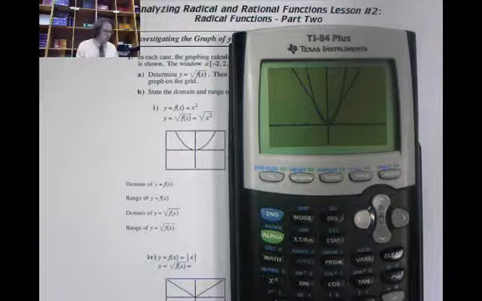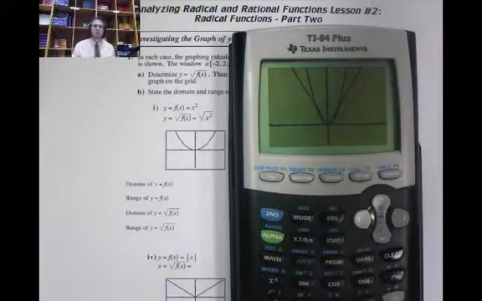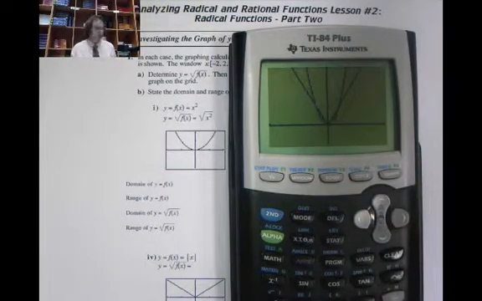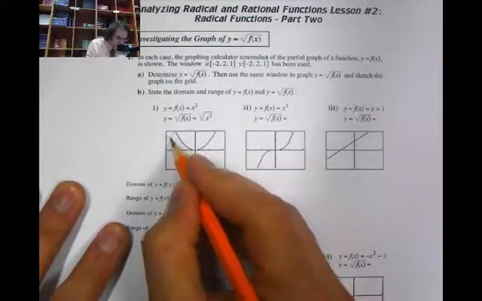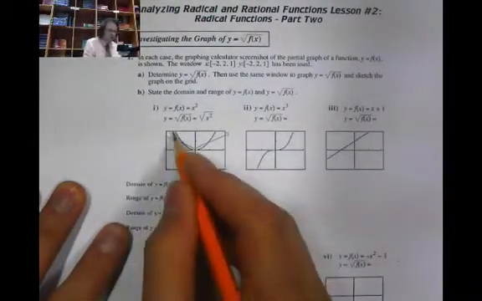I want you to write, what do you think the domain is, the range, and how are they affected? Well, looking at this, my range is still positive, and my domain is still all negative, all positive. So my domain and range were not quite affected in this one. But what does happen at these points? That's an interesting thing. I want you to think about that. This graph kind of looks like this.